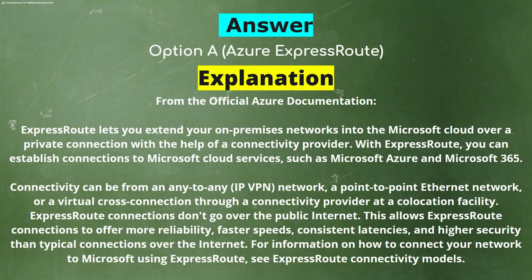ExpressRoute connections don't go over the public internet. This allows ExpressRoute connections to offer more reliability, faster speeds, consistent latencies, and higher security than typical connections over the internet. For information on how to connect your network to Microsoft using ExpressRoute, see ExpressRoute connectivity models.